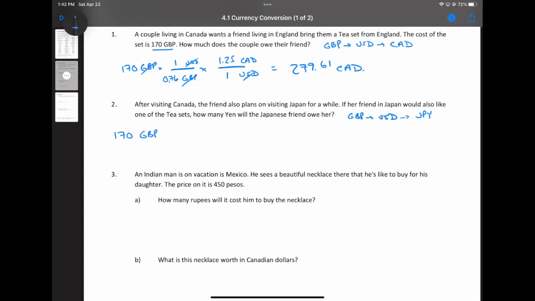Okay, so very similar to last time. 170 Great British pounds. Two fractions, and we put GBP, US dollars, Japanese yen on the top, and then on the bottom, Great British pounds and US dollars. So now the first conversion is going to be the same because we're still going from US, one US is 0.67 pounds. And then we look up on our chart under Japan and see that one US dollar is equal to 122 yen.